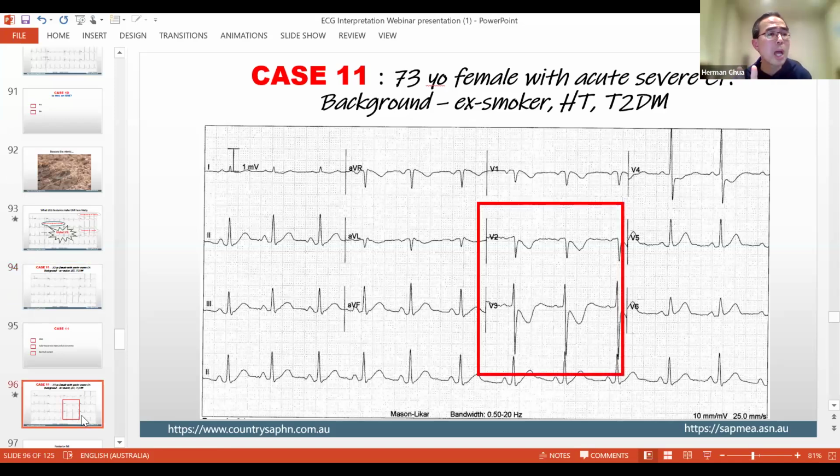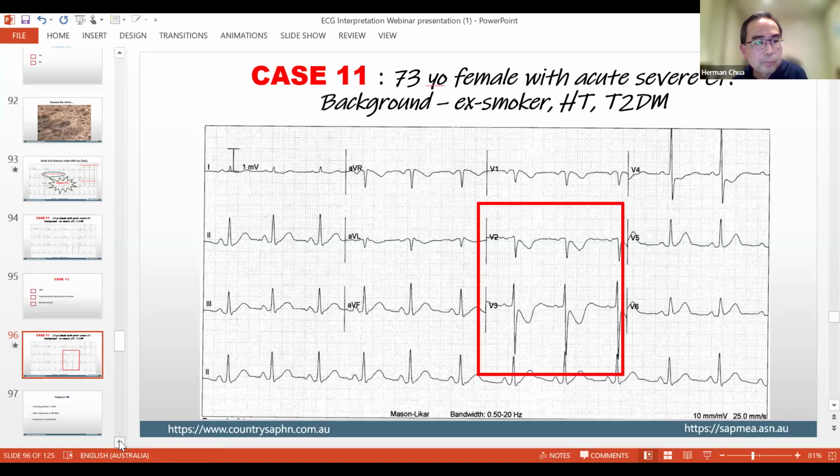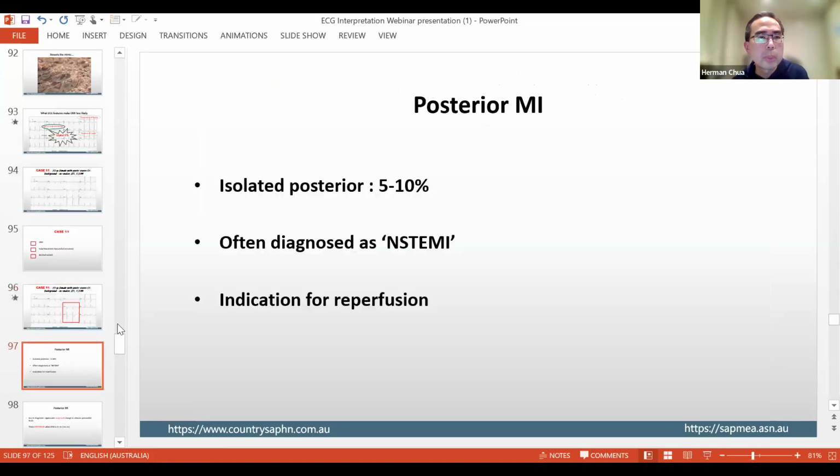Most of the time we get away with not recognizing posterior. Why? Because we just recognize the inferior, right? We diagnose inferior, bang, we're done. But in this case, that can't help you. Isolated posterior occurs in about 5 to 10% of cases, and often people just diagnose it as non-STEMI. Not true, because this is acute coronary occlusion. This is an indication for reperfusion.